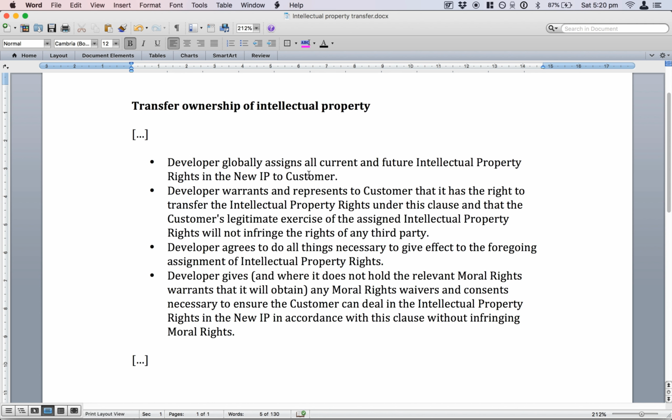So you'd think it would be as simple as saying the developer transfers relevant IP to the customer. It's actually not that simple. If you want maximum clarity, you need to talk about the legal issues involved in a transfer of IP, like the fact that we're transferring current and future IP, a representation and warranty that the developer owns the thing they're transferring, an undertaking by the developer to do all the things necessary to effect the transfer, and in some jurisdictions, we're also going to be talking about moral rights.